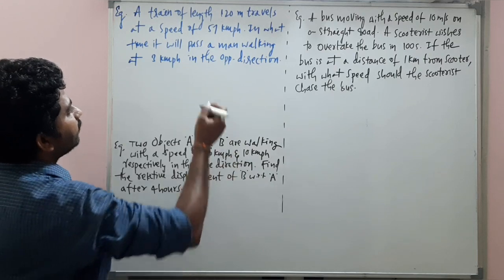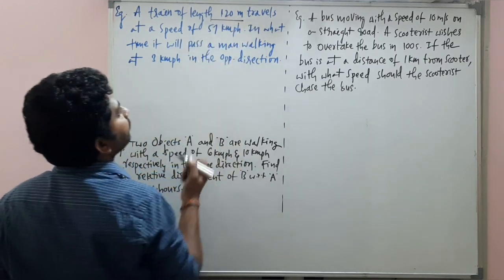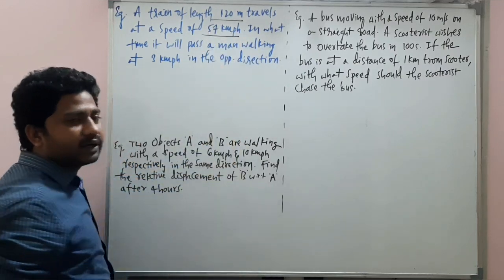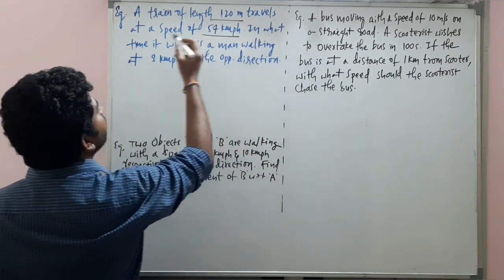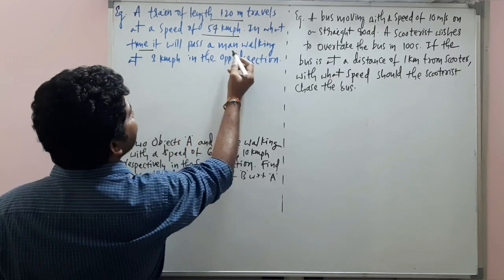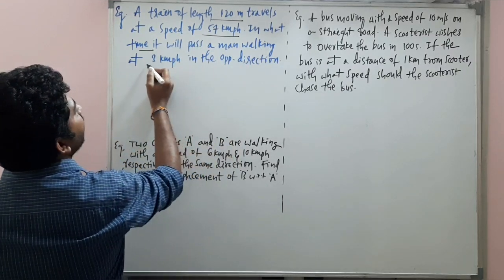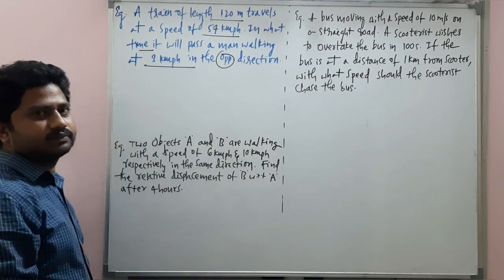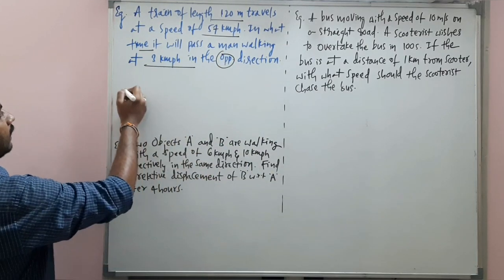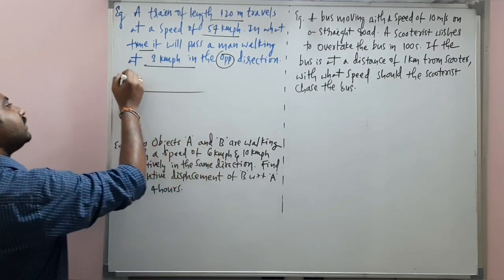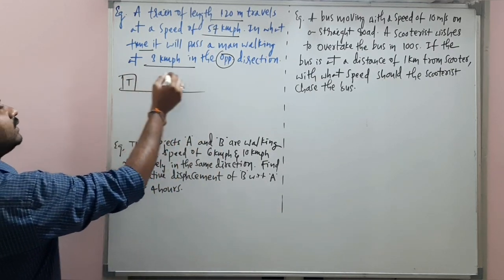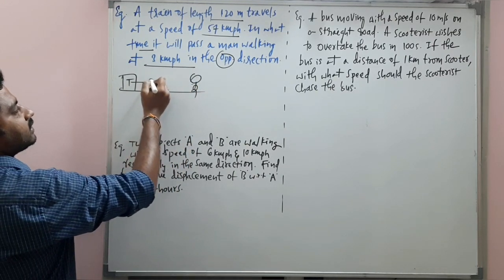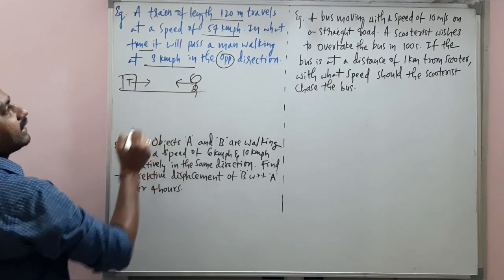A train of length 120 meters travels at a speed of 57 km per hour. In what time will it pass a man walking at 3 km per hour in the opposite direction? Simple. Like 2 trains, there is a train and a person. It's moving in this direction, and he is moving in this direction.